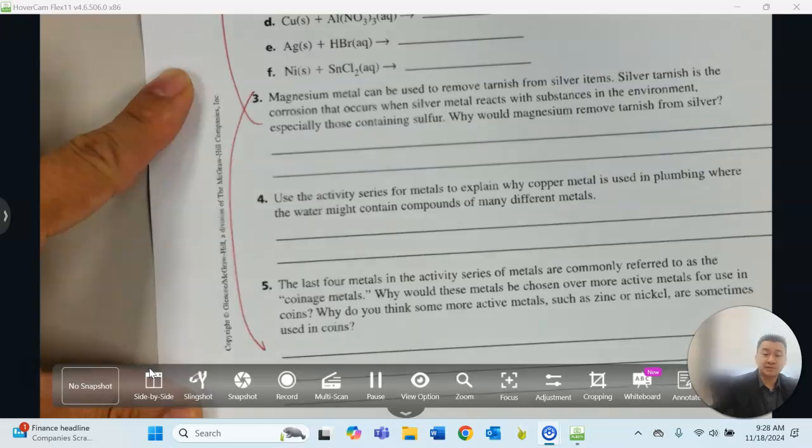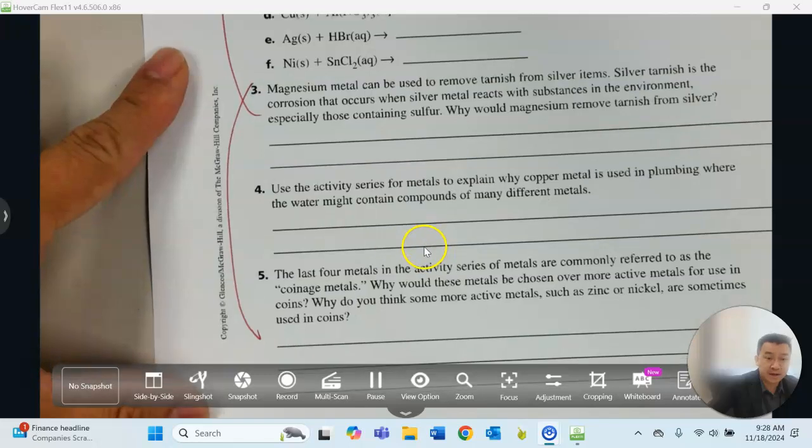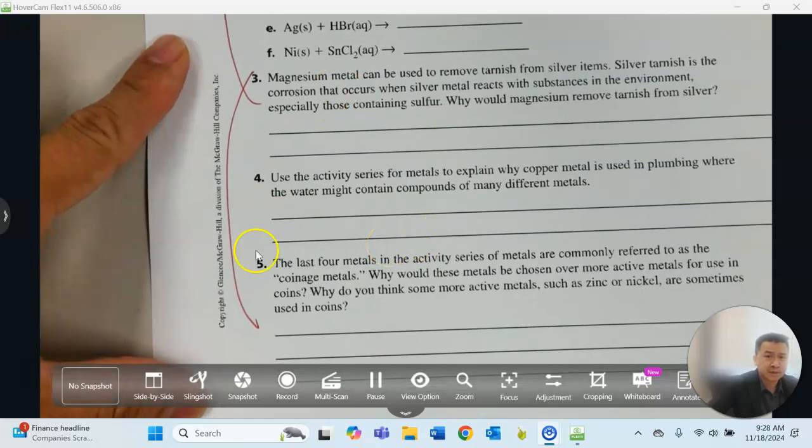This is how it's relevant to our lives. It's how the activity series plays a role in all the metals around us. There's metals around us everywhere. So think about your answers here. Write answers down for each of these. And that's it for this assignment.